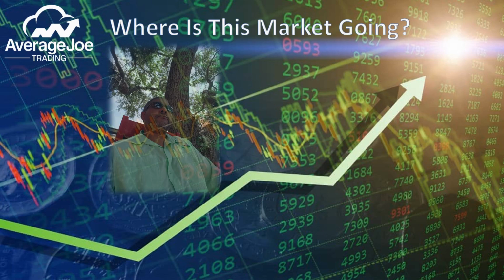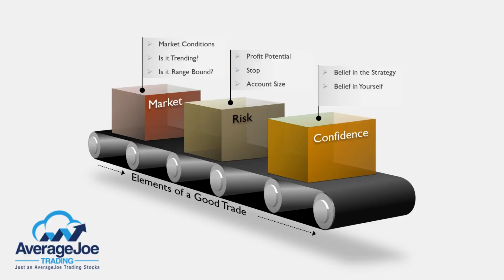All right. This brings into play what we talked about today in class. This is just a quick synopsis of one part of what we talked about. We're looking at elements of a good trade, and market conditions is key. We already have our strategy. We know what our strategy is that we're going to trade.